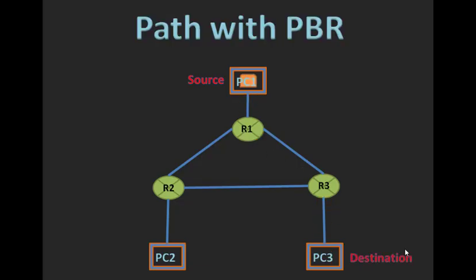Now what is the path with PBR? After we configure PBR, we will see that the path from R1 to R3 is now discarded, and the packets will be forwarded from PC1 to R1, R1 to R2, R2 to R3 and then to PC3. So this is the alternate route. There are varieties of reasons due to which we need to have an alternate route.